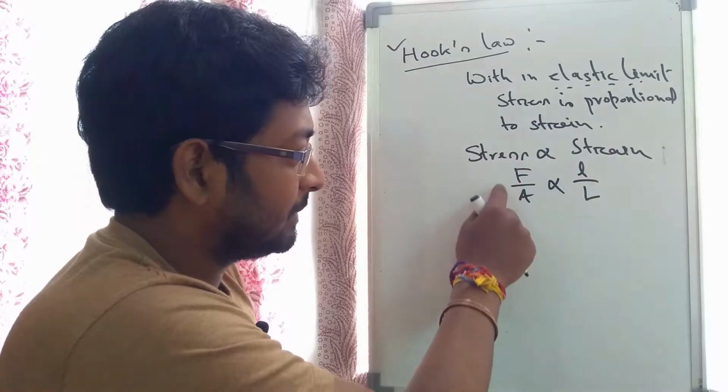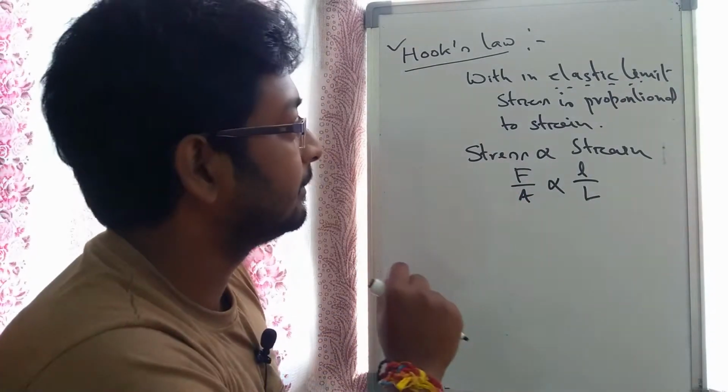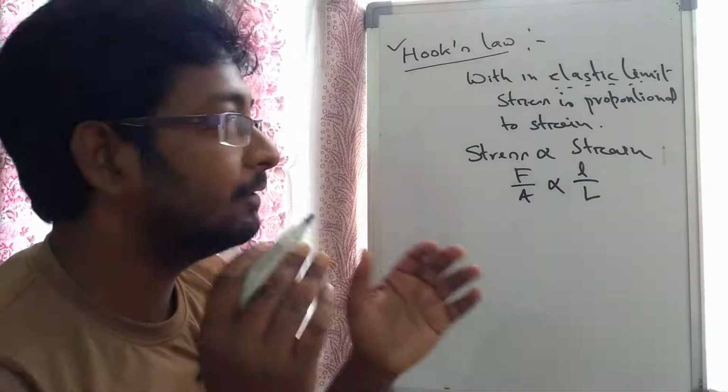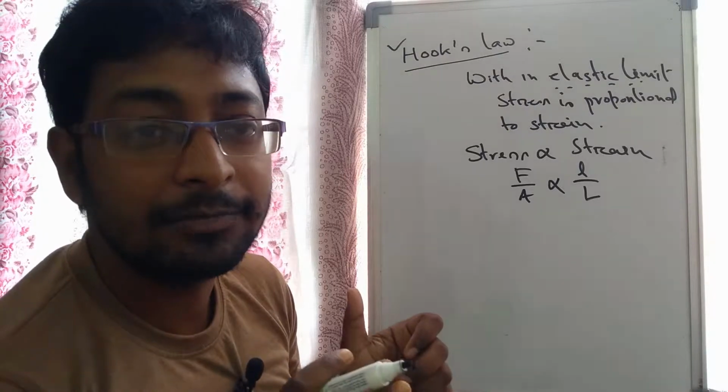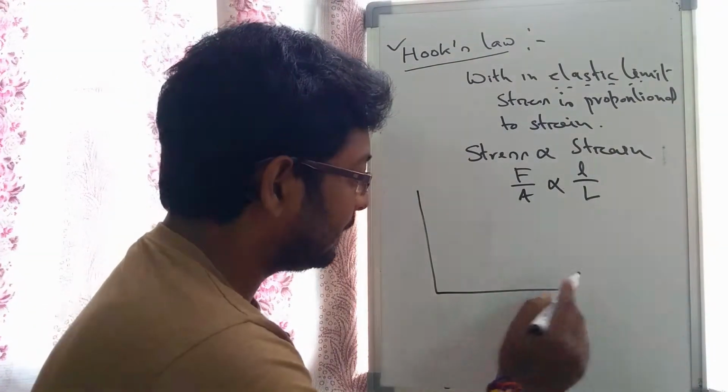And what is the formula for stress? F by A, it is directly proportional to the change in length by original length. So the main point is that it is within the elastic limit. So our Hooke's law is valid only in case of elastic limit. Understood? Now the graph is just like this.